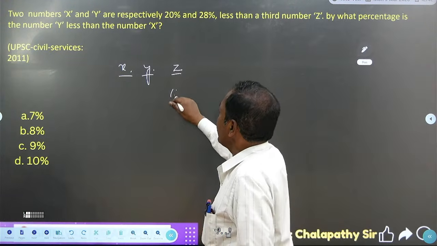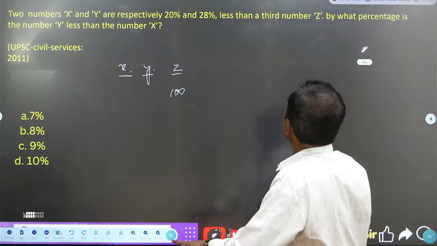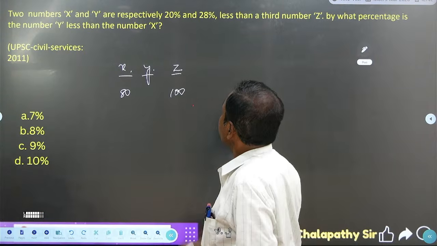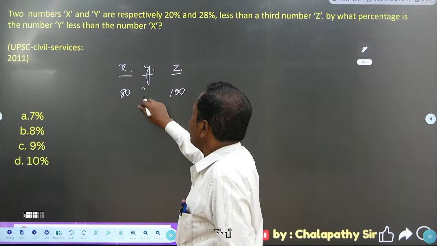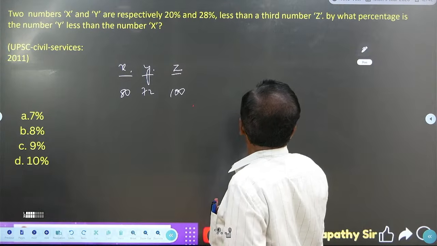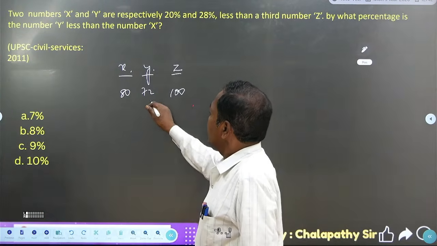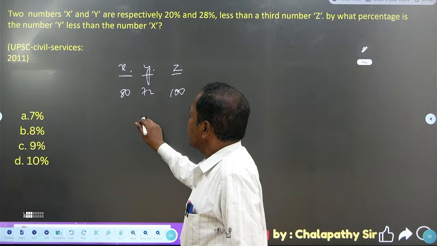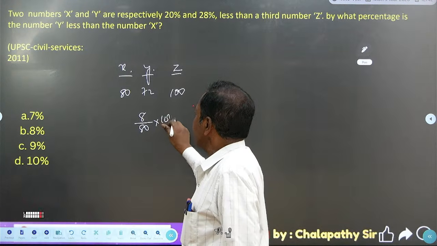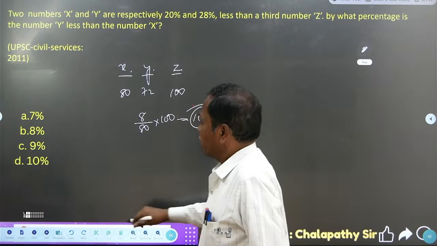Let the third number be 100, and the first number is 20% less than this. 20% less means 80. The other is 28% less, which is 72. Then, by what percentage is the number y less than the number x? Y is lesser than x. How much is it? 8. 8 by 80 into 100 percentage. The zeros cancel, 10%. Option D.